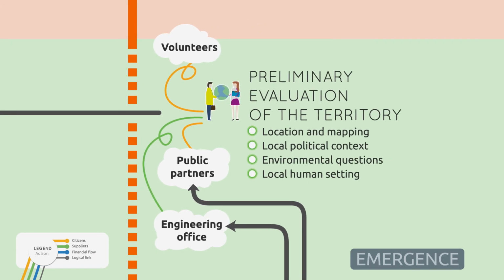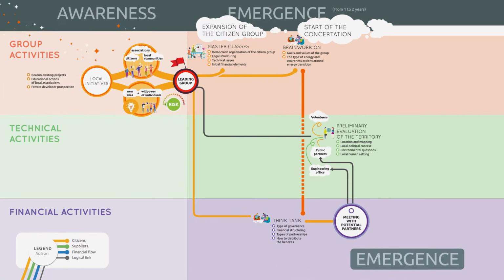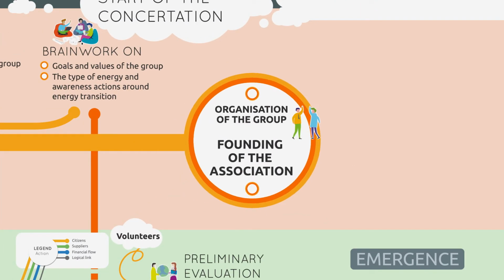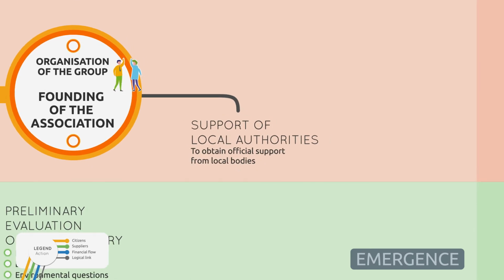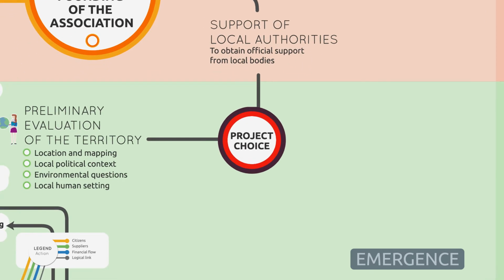This will lead to the preliminary evaluation of the territory, such as location and mapping, local political context, environmental questions, and local human settings. Following these appropriate steps will help with the organization of the group and fundamentally help with the founding of the association. With the support of the local authorities, the community will be able to determine their project choice.